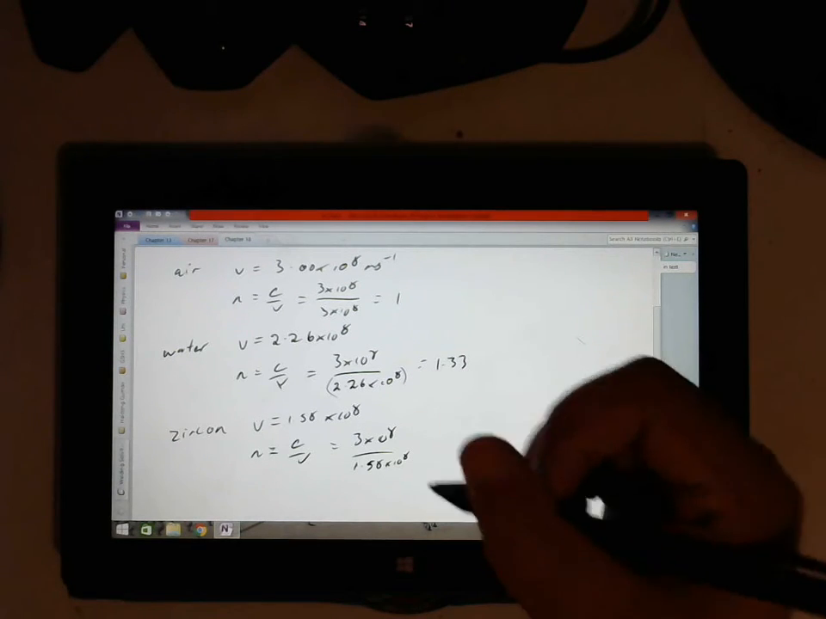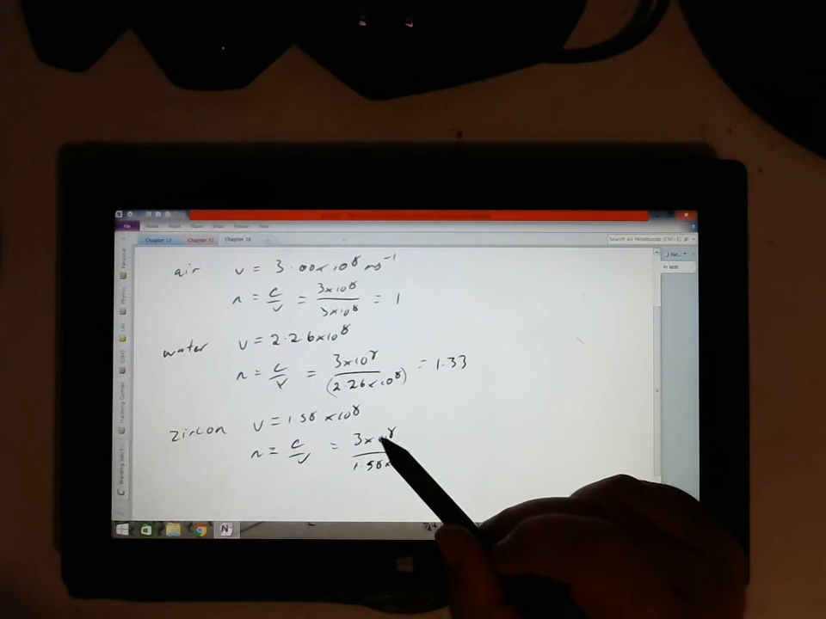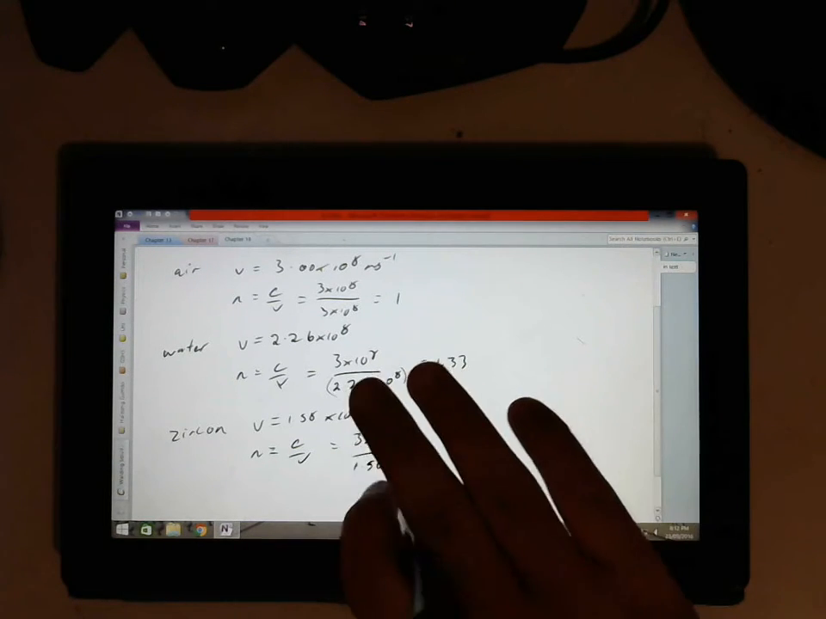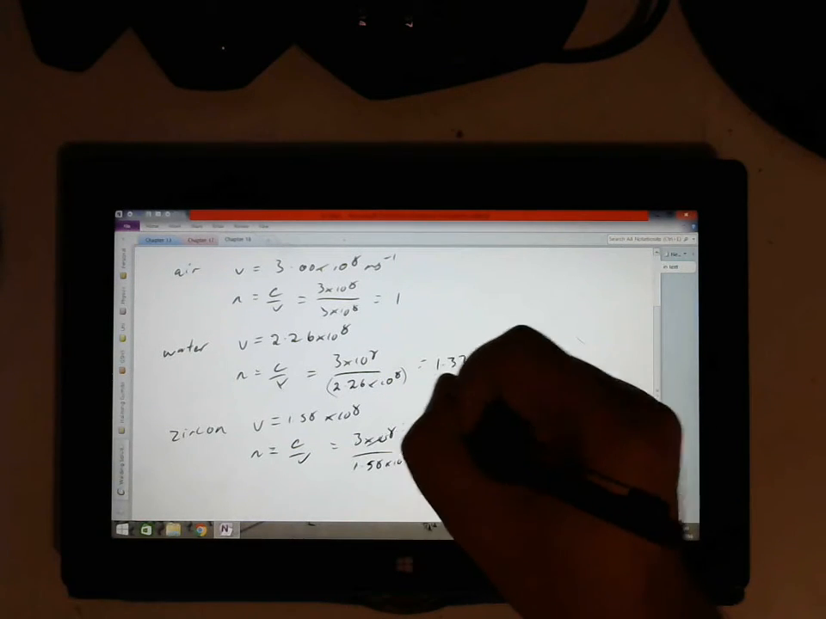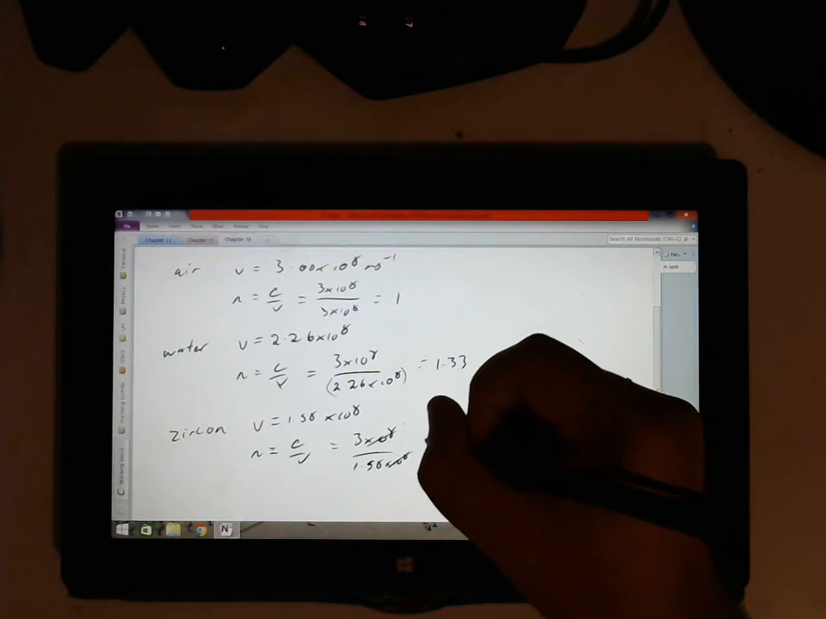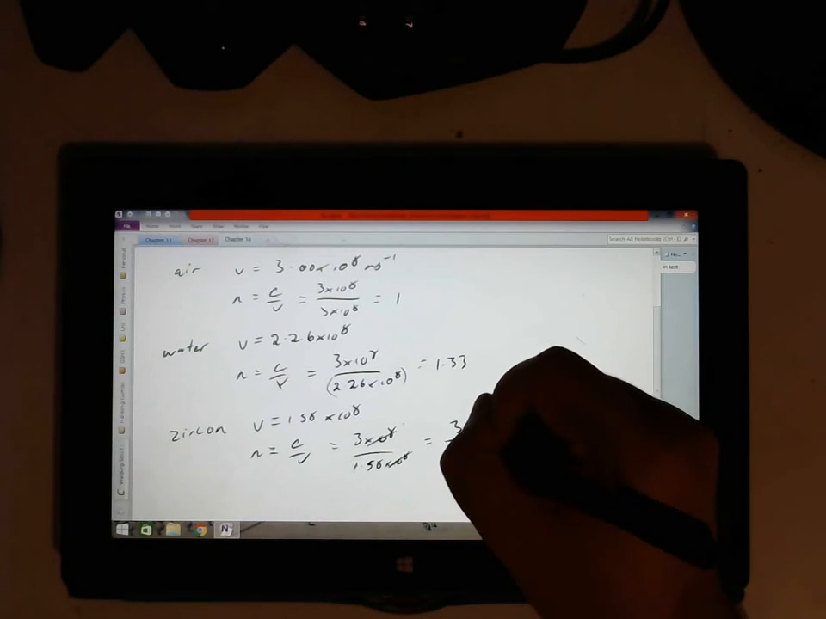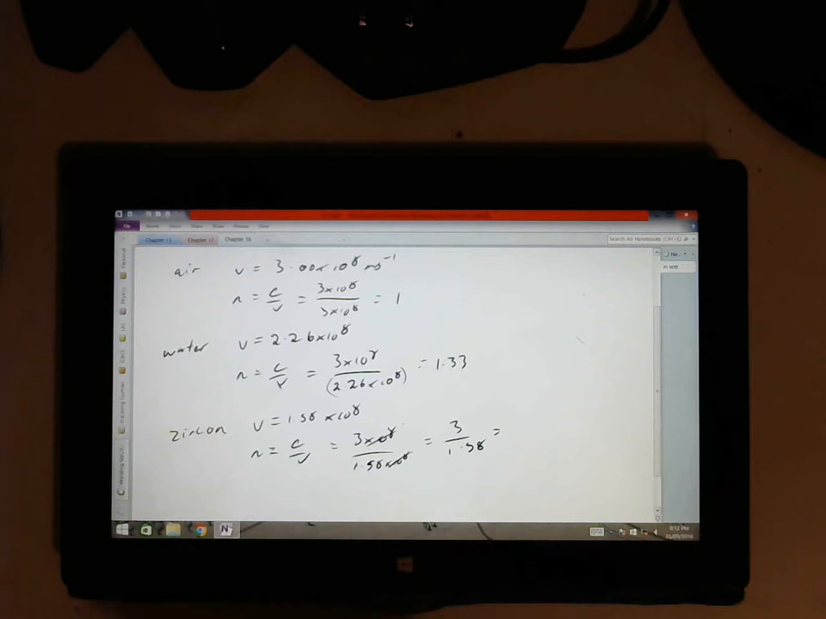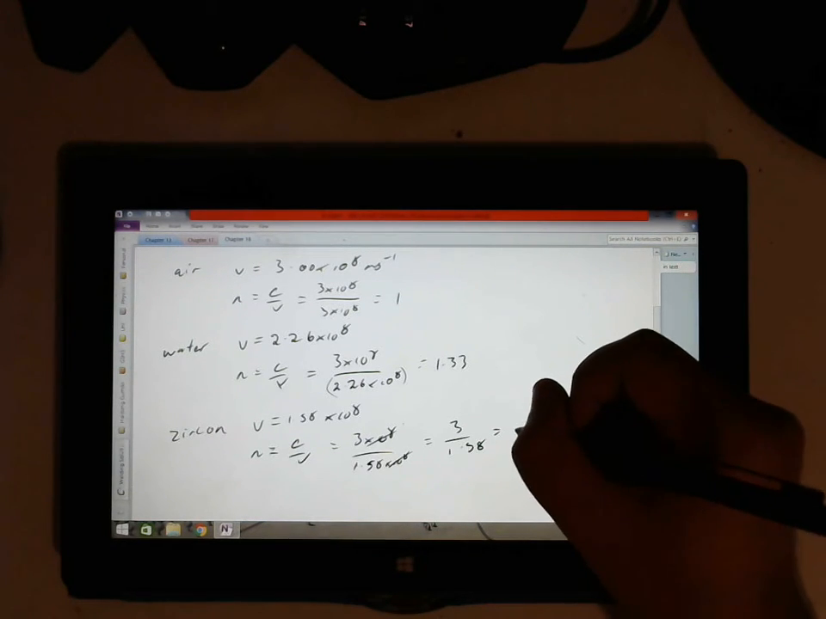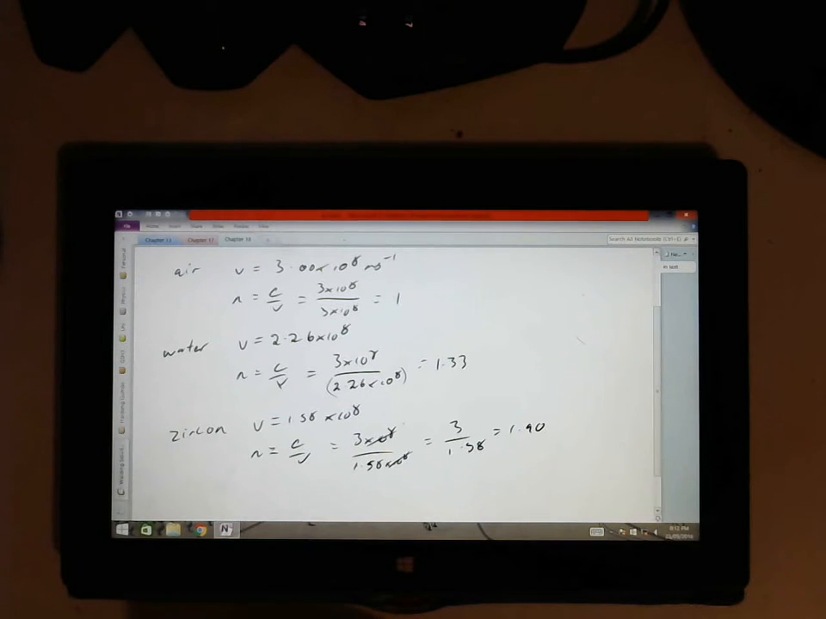If, though, we think about this, what we're seeing here is we've got this times 10 to the 8 on top, this times 10 to the 8 on the bottom. These times 10 to the 8s cancel. And we're left with 3 over 1.58, which is a lot easier to get right in your calculator. And we end up with 1.90 or 1.8987, but let's round it to the same decimals they're using. You can do the rest on your own time.